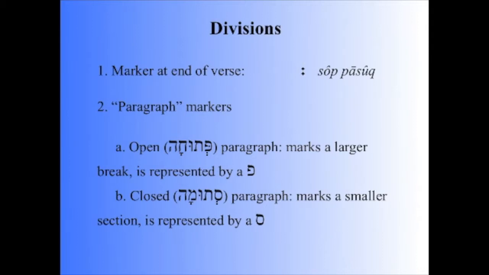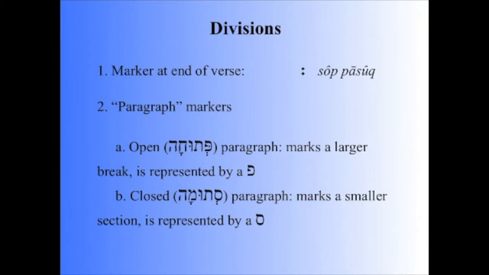There are also paragraph markers, or at least section markers. There are two of these. One is an open paragraph marker, and it marks a larger break. It is represented by a pei. It's called a petucha. The closed paragraph marks a smaller section, the setuma, and it is represented by a samech.